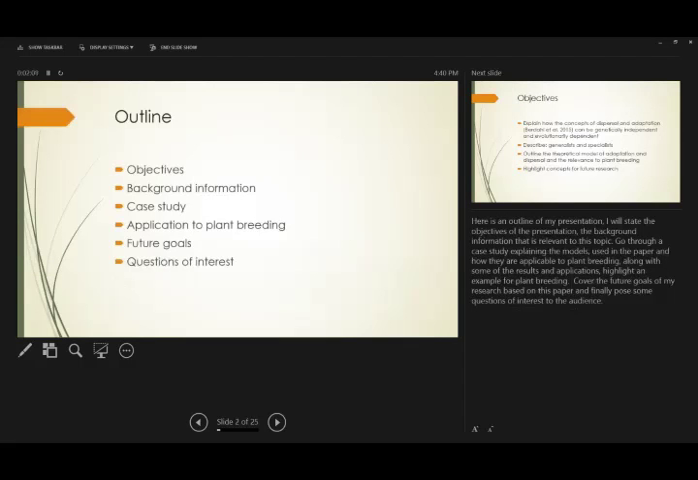So here's the outline of my presentation. I'll state the objectives of the presentation, the background information that you need to know to go through this topic, go through a case study explaining the models used in the paper and how they are applicable to plant breeding, along with some of the results and applications, cover the future goals of my research based on this paper, and finally pose some questions of interest to you.